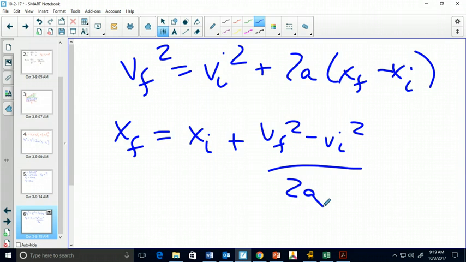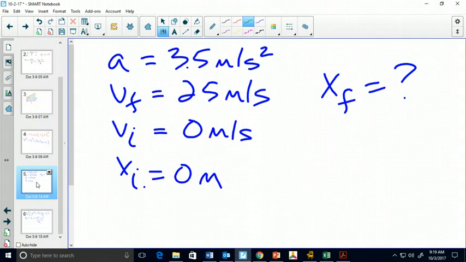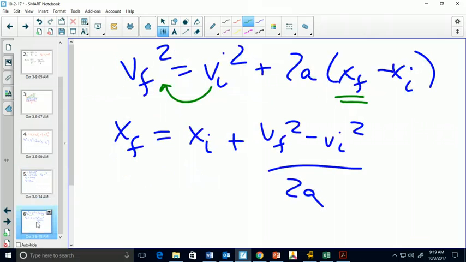I moved this over here, so it becomes vf squared minus vi squared. I'm trying to solve this for xf, right? Because that's what our problem is looking for. I divided by 2a to get these guys by themselves, so now I have this divided by 2a. And I have xf minus xi, so I have to add xi to get xf by itself.